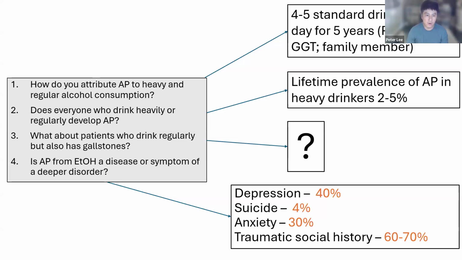Is AP from alcohol a disease or a symptom of a deeper disorder? Well, I would like to make the case that we need to be treating these patients as persons, meaning we have to remember that patients with alcohol use disorder often have concomitant mental health and also social stressors, as listed here, which is quite striking. And failure to recognize that is to just treat the symptom. And that's the point that I wanted to really demonstrate with this case.